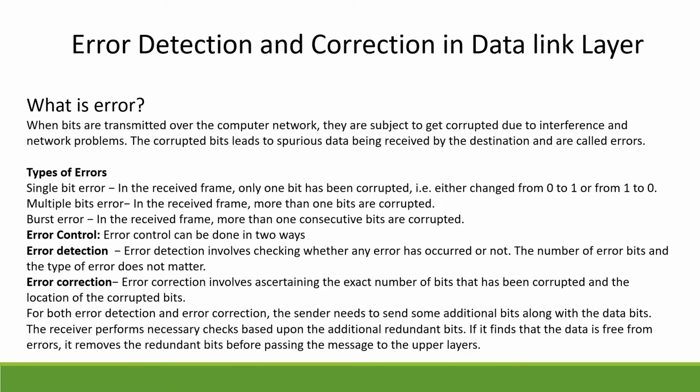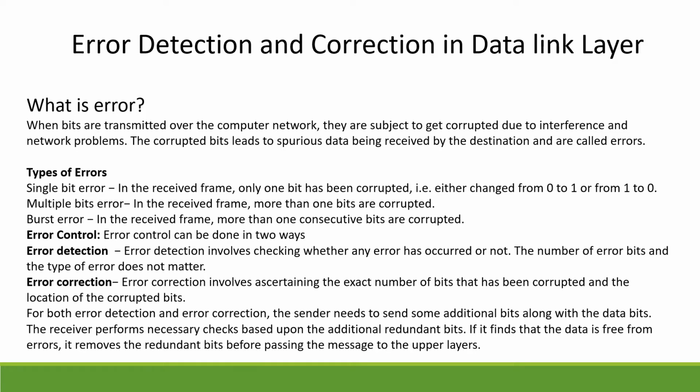Error control can be done in two ways: error detection and error correction. Error detection involves checking whether any error has occurred or not. The number of error bits and the type of error does not matter. Error correction involves ascertaining the exact number of bits that have been corrupted and the location of the corrupted bits.